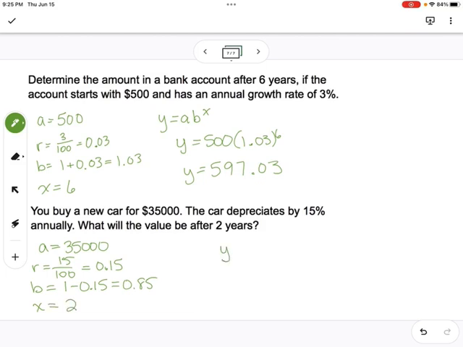So again, in our y equals ab to the exponent x, a is the 35,000, b is 0.85, and x is 2. When you're calculating, do exponents first before the multiplying. So the 0.85 squared, then times 35,000. What we get is $25,287.50 as the value of the car after 2 years.